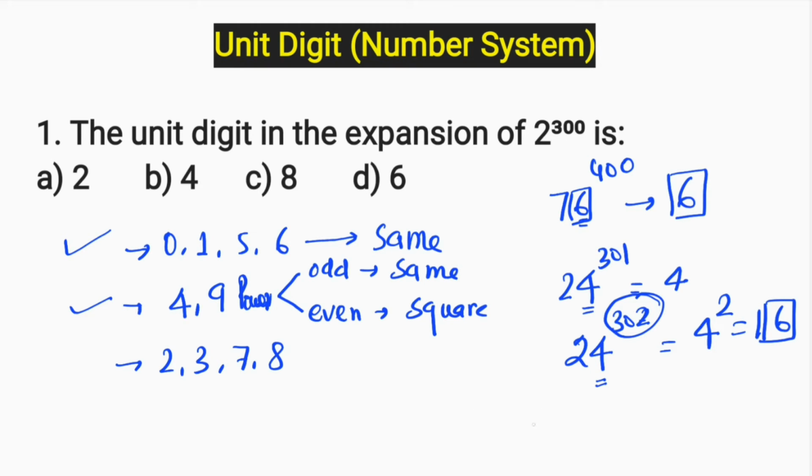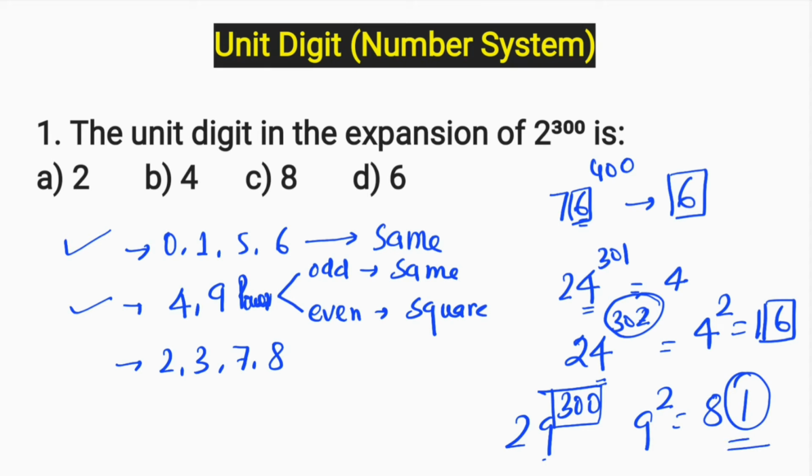Similarly, if you have 29 raised to the power 300, now since power is even, you will have to square this unit place. So 9 square is 81 and the answer is 1. Okay, so this is how it's done. But when you have this case, it is the most complicated. You need to divide the power by 4.